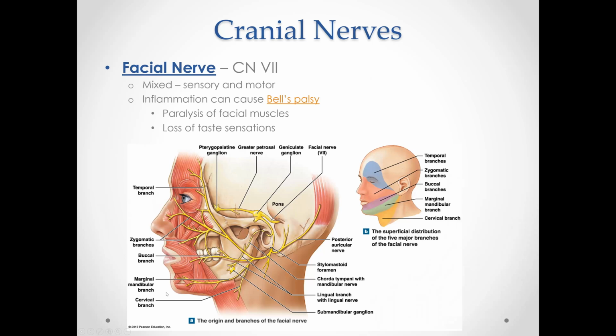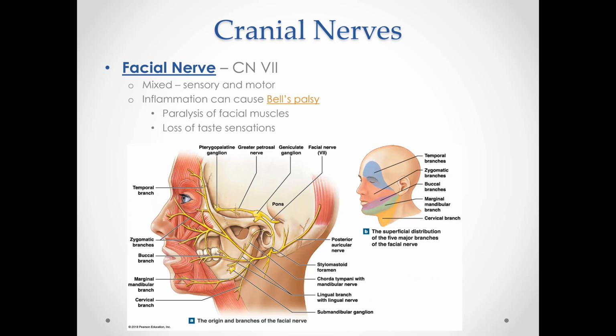Nerve number 7 is the facial nerve, so cranial nerve VII. This is also a mixed nerve, meaning it carries both sensory and motor information. It has quite a few branches, as you can see from the picture on the right that shows the 5 different branches and the areas of the face and neck that each branch is going to affect.